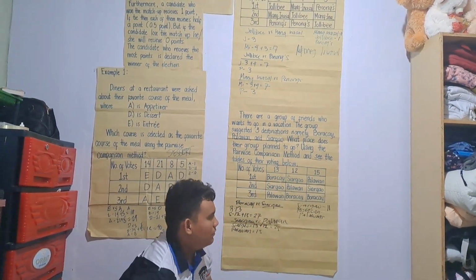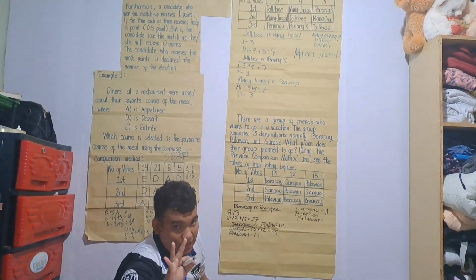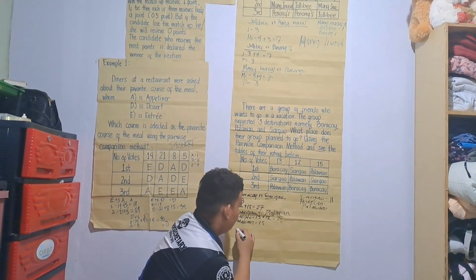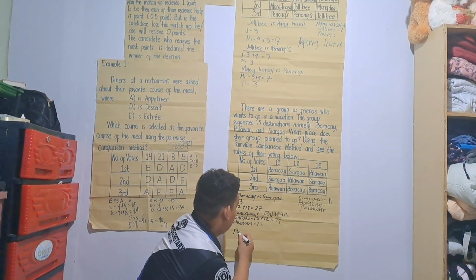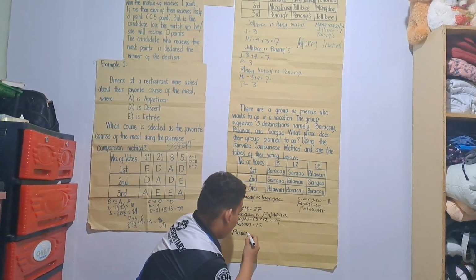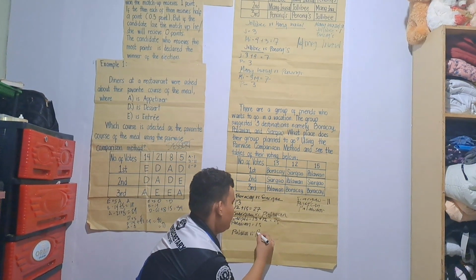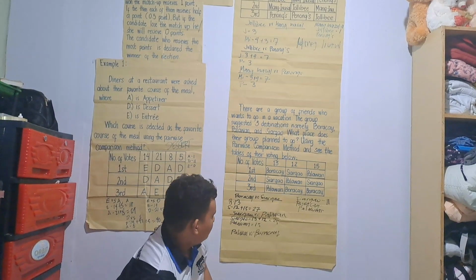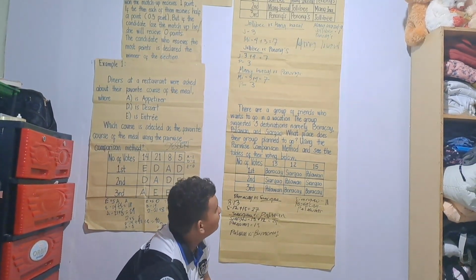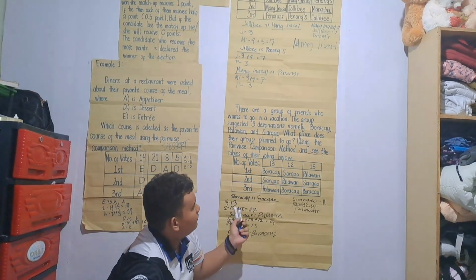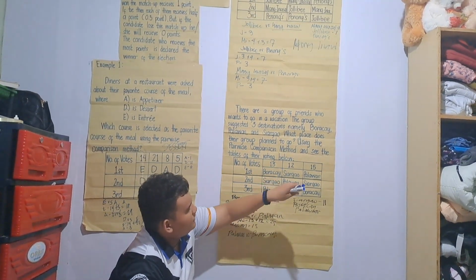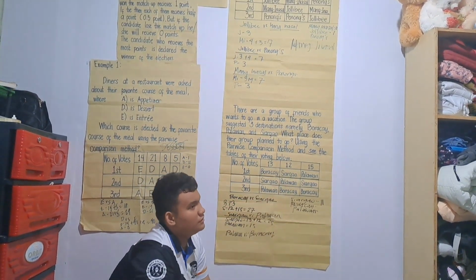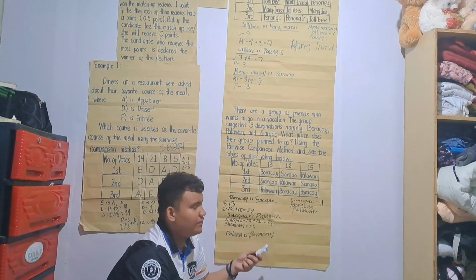So, may pangatlong or last match up pa rin. Palawan versus Boracay. Okay. So, tingnan pa rin natin sa table kung sino mas preferable sa first 13 voters, second 12 voters, and third column that has 15 voters.